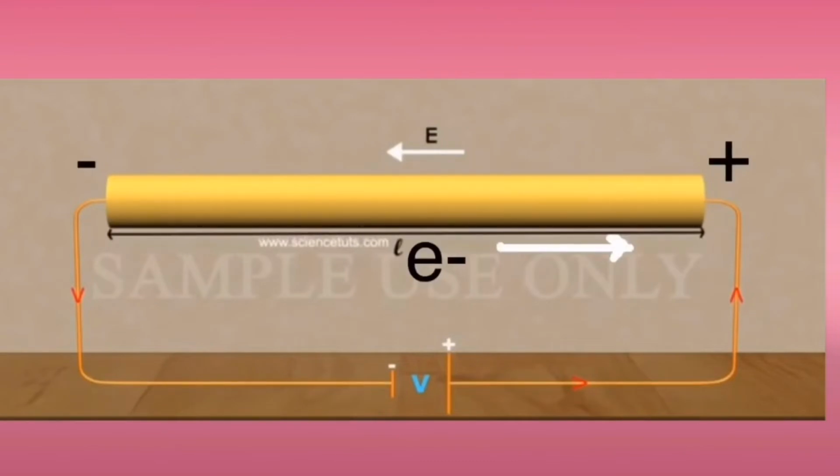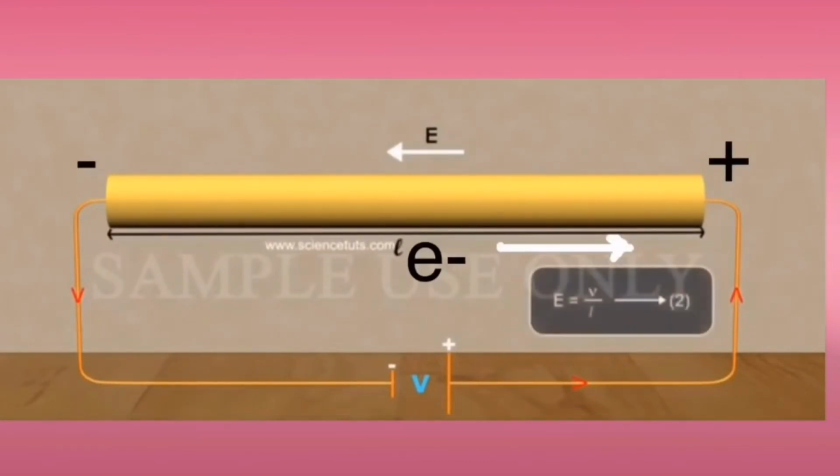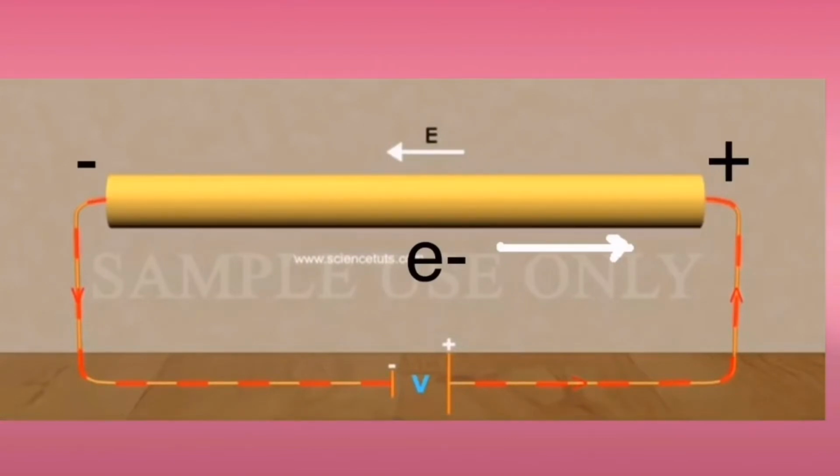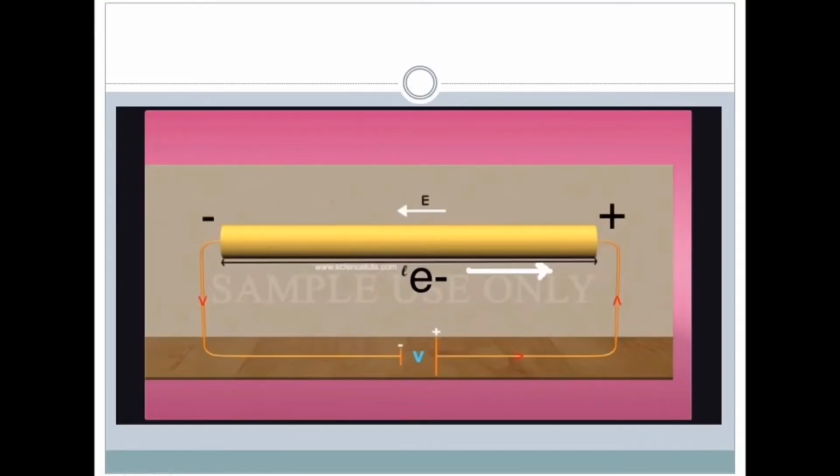Potential difference is applied across the ends of the conductor. An electric field E is set up in the direction from positive terminal of the battery to the negative terminal. Due to this electric field, all the electrons start moving towards the positive terminal of the battery, and we say that the current is flowing.